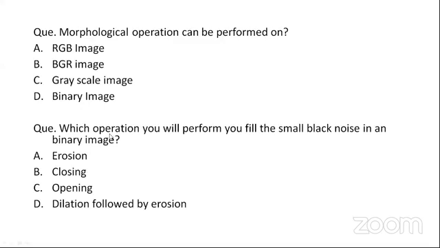Now, which operation will you perform when you need to fill the black noise in a binary image? I've talked about it. Yes, it is D. D is the correct answer: dilation followed by erosion. Also, closing is the same as dilation followed by erosion, just a different name. So the answer will be B and D.